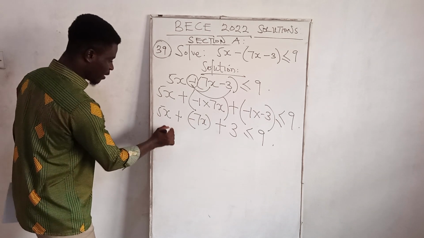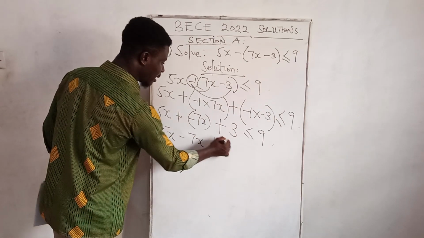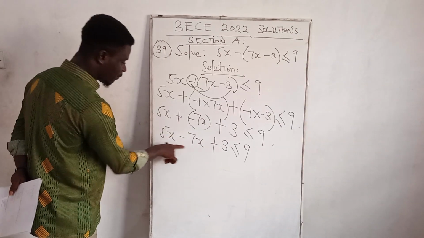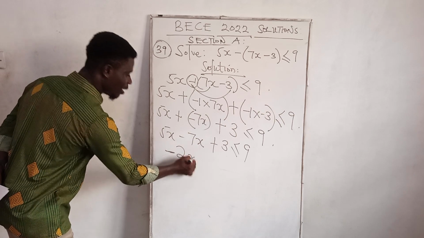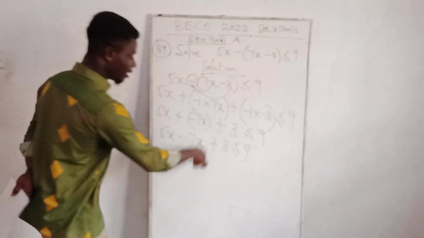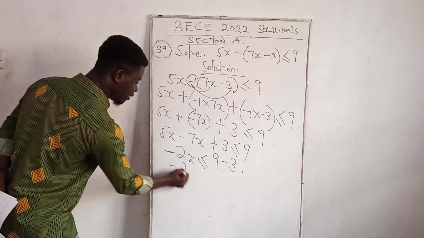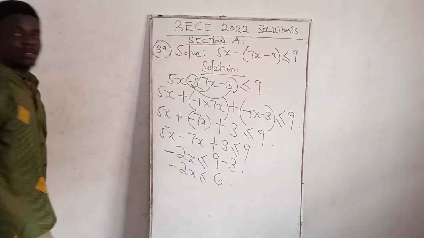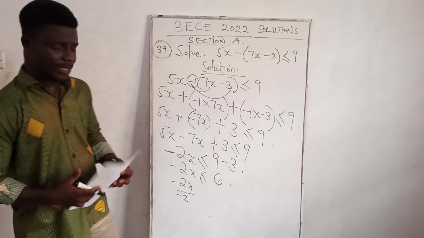So now we have 5x minus 7x, then plus 3 less than or equal to 9, right? We can group like terms. 5x minus 7x becomes what? Negative 2x, right? Then group 9 minus 3. So negative 2x is less than or equal to 6, right? So now we divide both sides by what? Negative 2.